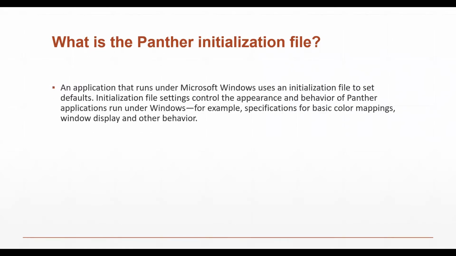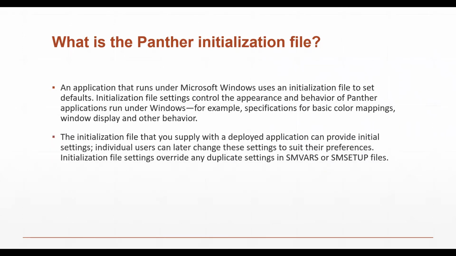An application that runs under Microsoft Windows uses an initialization file to set defaults. Any file settings control the appearance and behavior of Panther applications which are running under Windows. For example, specifications for basic color mapping, Windows display, and other behaviors. The ini file that you supply with a deployed application can provide initial settings. Individual users can later change these settings to suit their preferences. Ini file settings override any duplicate settings which are mentioned in SMVars or SM setup files.